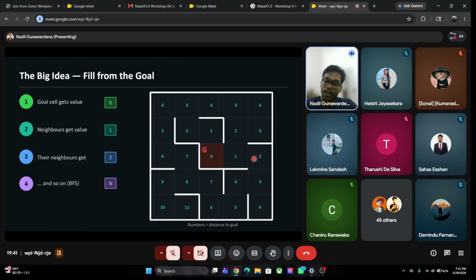Okay, 3 2s, and you need to give all the neighbors of these 2s the number 3. Then you are giving number 3 here, and you are giving number 3 here. So these 2 cells are the neighbors of this cell, and you are giving number 3 here also. This 3 is the neighbor of this 2. Likewise, you need to fill the entire grid in that manner.